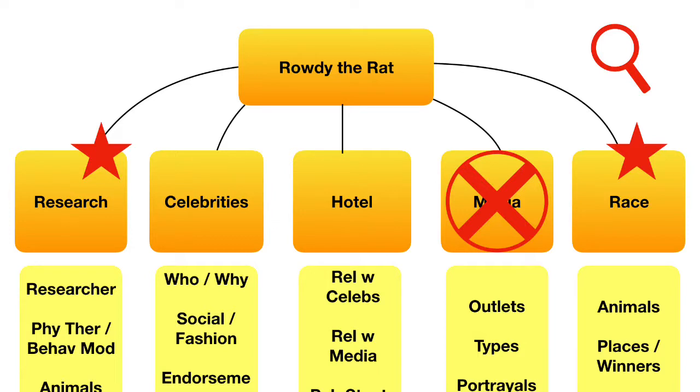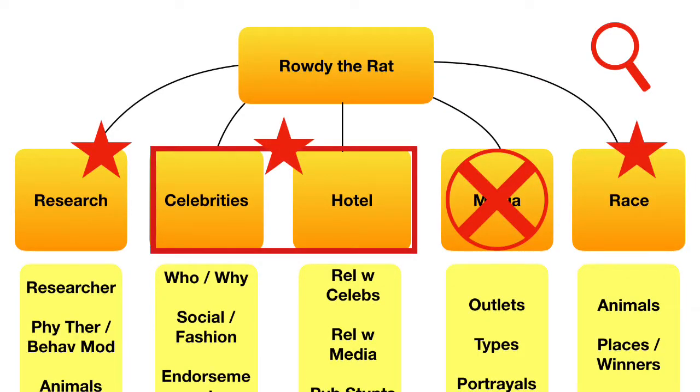And let's say we can find plenty on the race, so we'll give it a big red star as well. But let's say that we don't find anything at all on the media that were actually there, any information about them at all. So we're going to cross that one off. And then let's say that we found some information for the celebrities and the hotel. Well, if we need 3 main points, then why not combine those 2 to make one more solid main point?